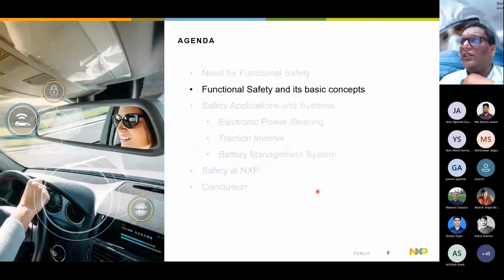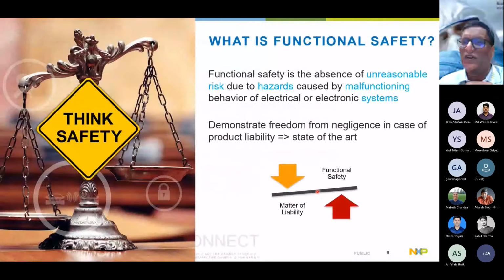Let's now look at the basic concepts of functional safety, and the formal definition. Functional safety is the absence of unreasonable risk due to hazards caused by malfunctioning behavior of electrical and electronic systems. I think all of us understand what a malfunction could be. If you're designing a motor drive to turn the motor at speed X, but it actually turns faster, or doesn't turn, that's a malfunction. You intended it to do something, but it is not doing it the way you intended.